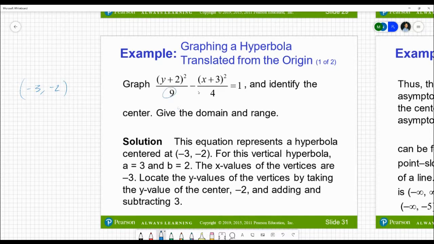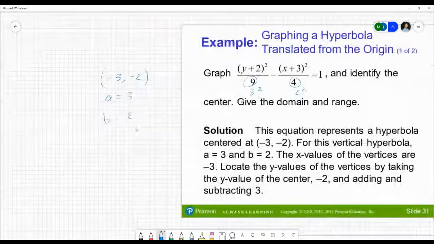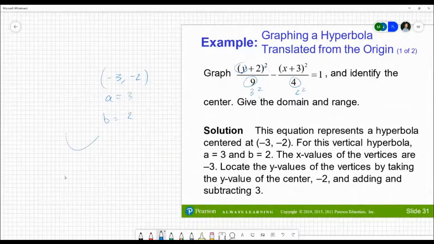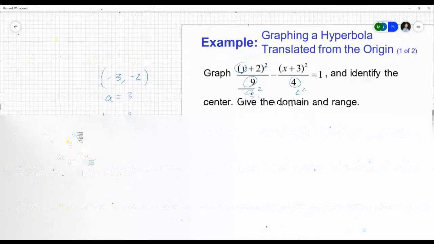Again, we need to rewrite these two values as 3 squared and 2 squared. So we know that a equals 3 and b equals 2. And now we know that since y is being squared, it's going to open up and down. Okay, and then we can draw our shape here.